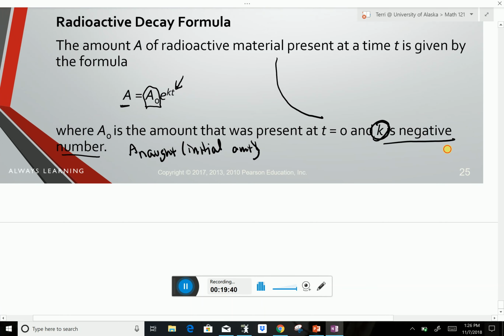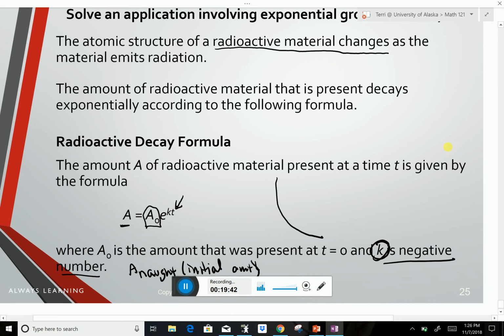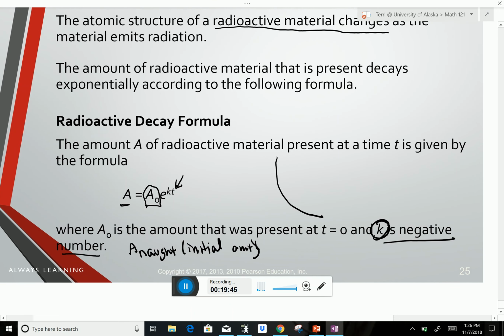We're going to do some examples in class, and we're also going to do the coffee handout.